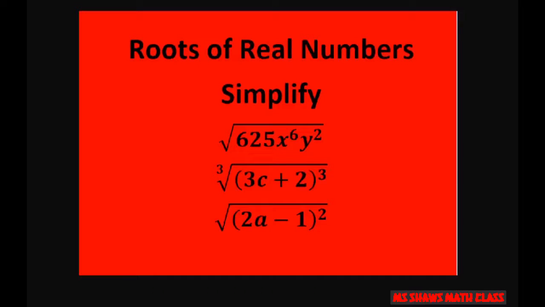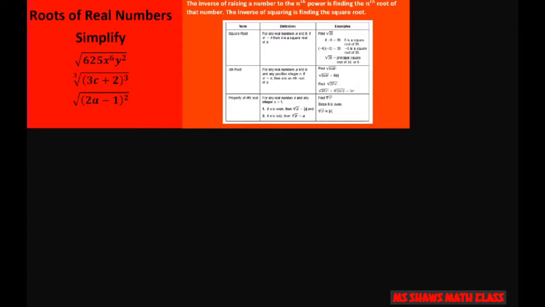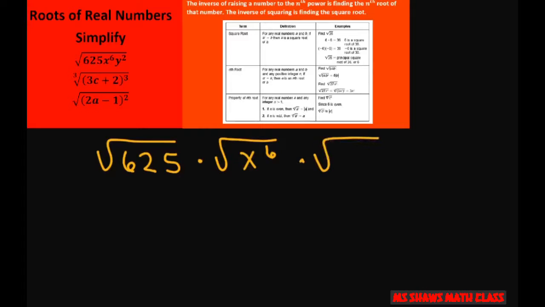Hi everyone, we're going to simplify these three examples of roots of real numbers. So the first one, what we want to do is break this up into the square root of 625 times the square root of x to the sixth times the square root of y squared. Now, the square root of 625 is just 25.